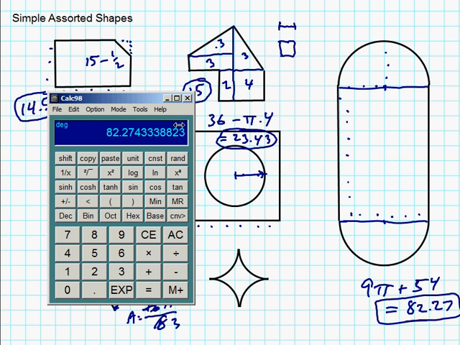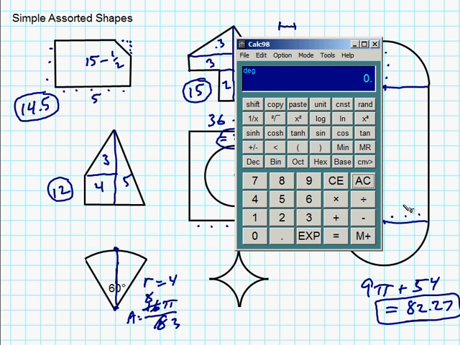Or, if I use a calculator, I'll take 8 pi, 8 times pi divided by 3 equals 8.38. Okay.